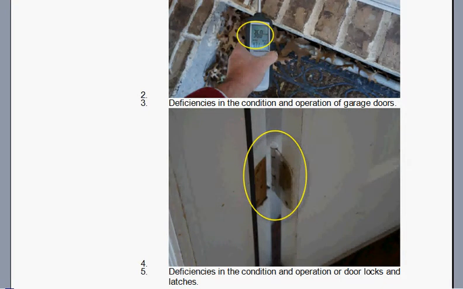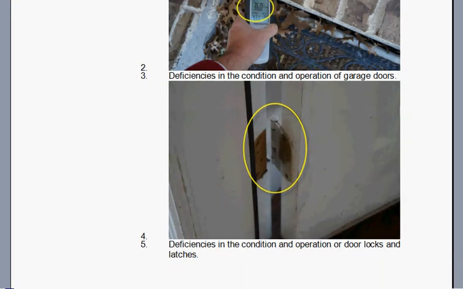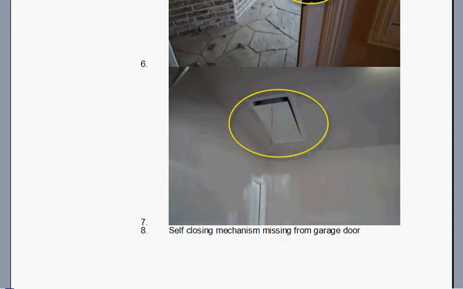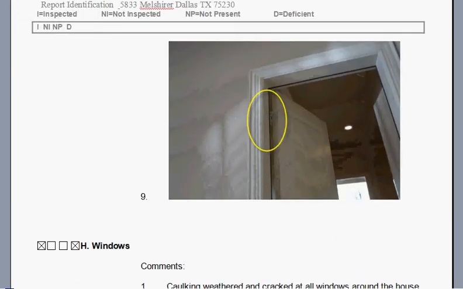This is the door going from the garage to the house. The hinge at the bottom is broken, and some of the latches, this lock, I couldn't unlock it. I probably got the wrong key, but you know, I don't know that. This is the access door again. Self-closing mechanism is missing from the garage door.